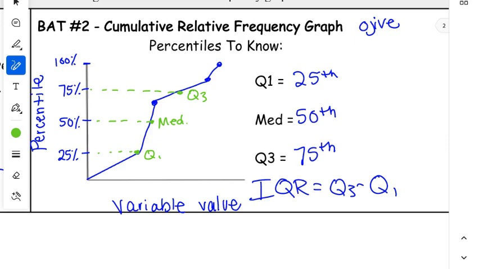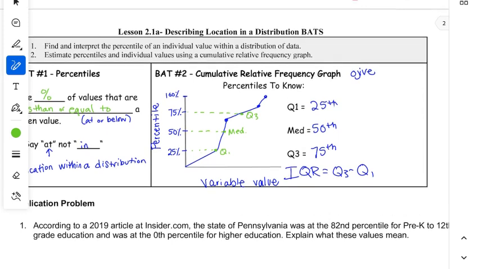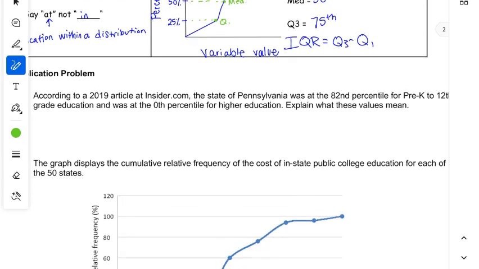Okay, so I want you to do 1 and 2 of the application problem with your partner, and we'll come back and talk about it. Make sure you answer in sentence form.